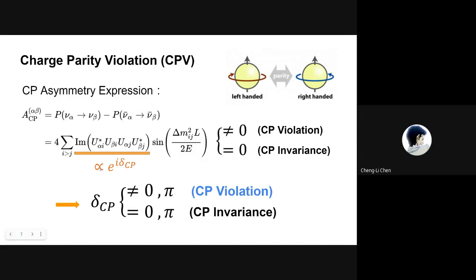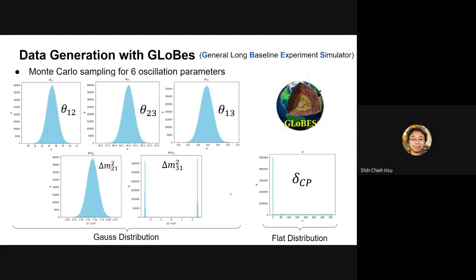Okay, and page 8, you claim delta CP is flat, but it's not flat at all. Look at your delta CP, you have a spike at 0. Yes, because delta CP is our label, right? When delta CP is 0 or 180, we call it the CP invariance. And while delta CP is non-zero or pi, we call it the CP violation.